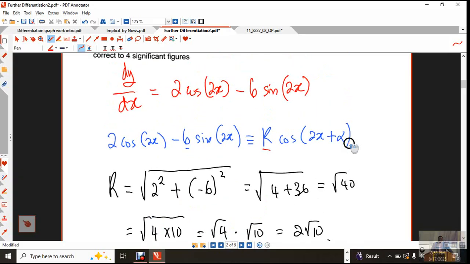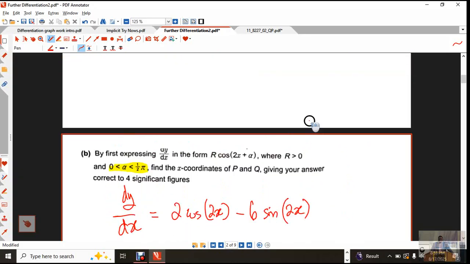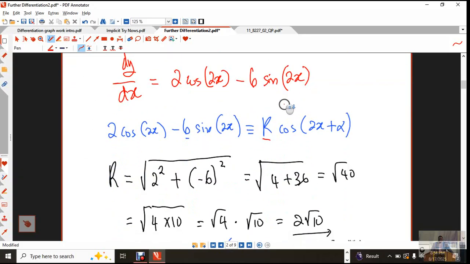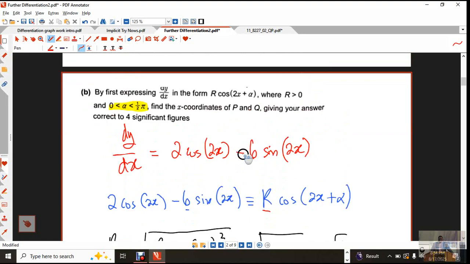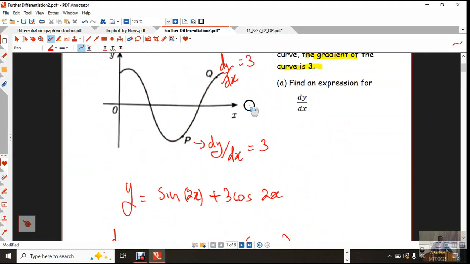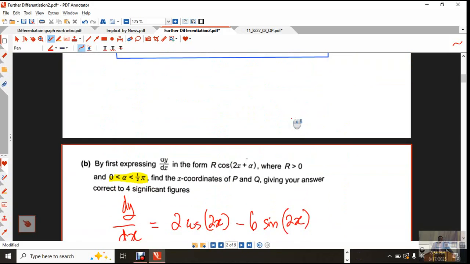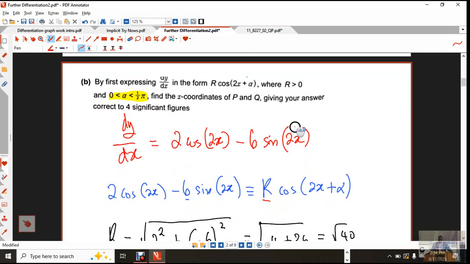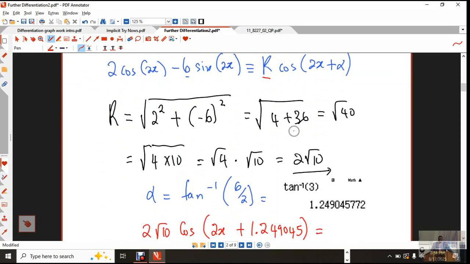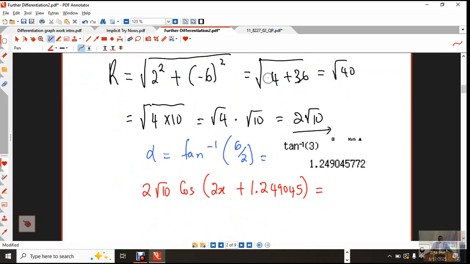So they gave us definitely what it equals to. Now we are told that that should equal to 3. Remember, we are saying that the gradient dy/dx is equal to 3 at the various points. So we're going to let that equal to 3.